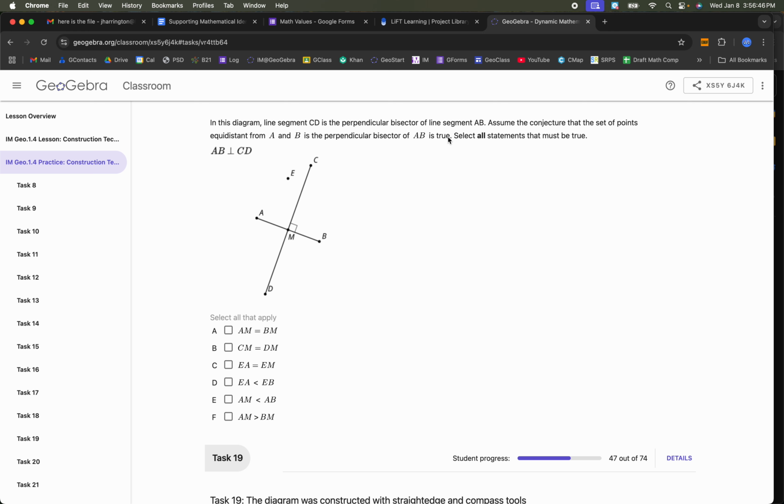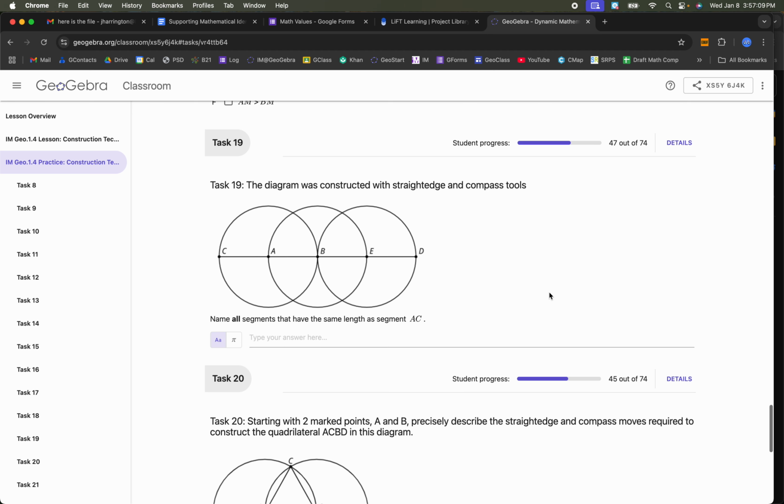All right, so you have to select all statements that must be true down here. Take them one at a time. Look at the first one. Is this one true or false? Look at the diagram, figure it out. Then just go on to the next one and the next one. If it's true, then check it. If not, then don't, and move on to the next one. Pause the video, answer the question.